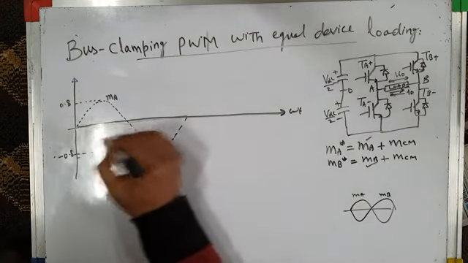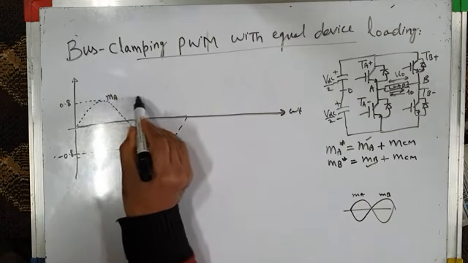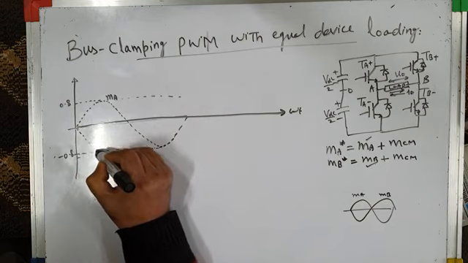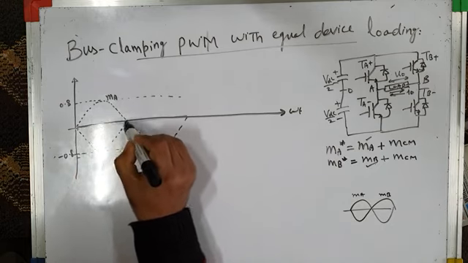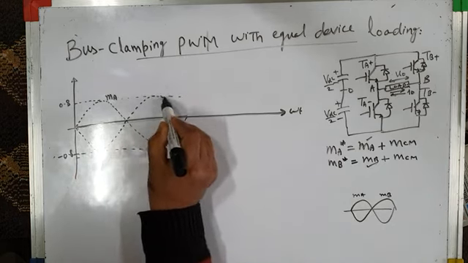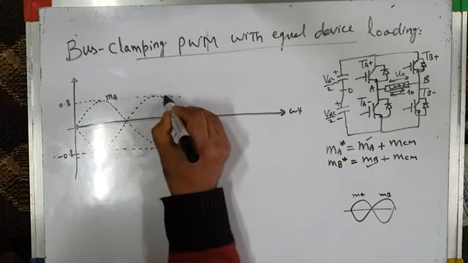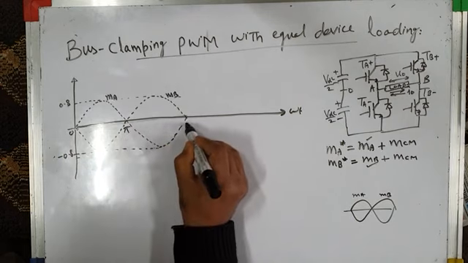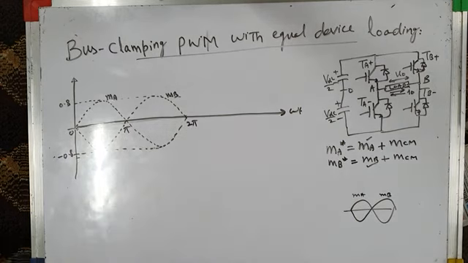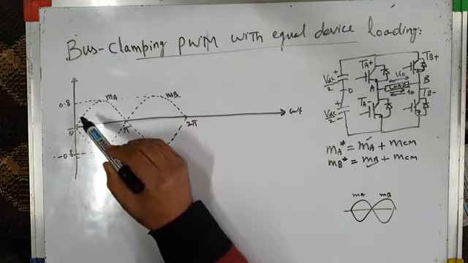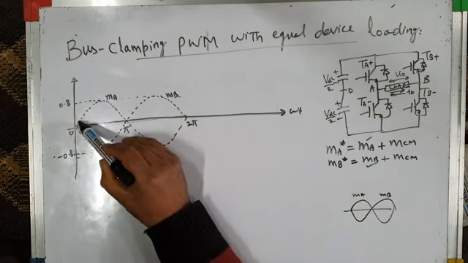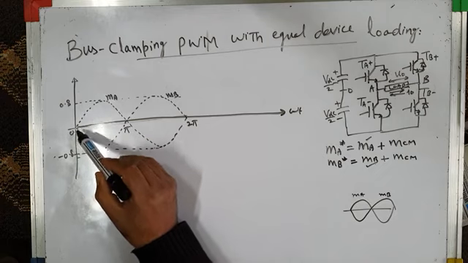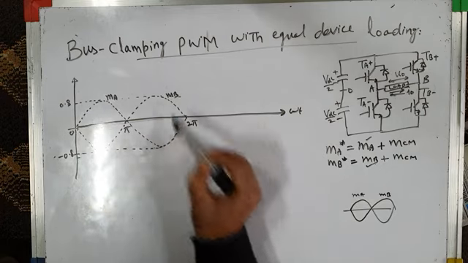MB will be 180 degrees out of phase with respect to MA. So let me draw MB, the actual sinusoidal reference or modulating wave MB, which is 180 degrees out of phase with respect to MA. So this is my MB. This is 0, this is pi, and this is 2 pi, a complete cycle. So this is my actual reference sine wave or sinusoidal modulating wave MA, and this is my actual sinusoidal modulating wave MB.